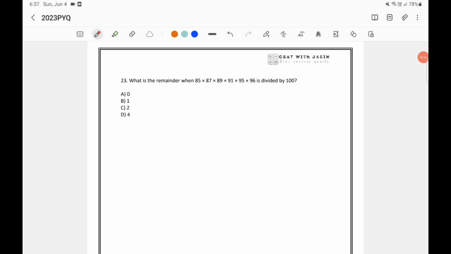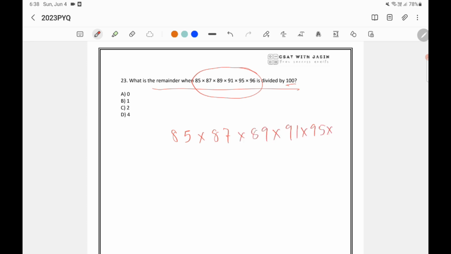So now let us look into the next question. One thing that you need to understand is that I think I have already mentioned this in the remainder theorem lecture. If you get a question like this, most probably the answer is going to be 0. I'm not saying always it is 0, but most probably the answer is going to be 0. Because in this type of question, the number that you got will be exactly divisible by 100. So let's see how we can do this one. So here 85 into 87 into 89 into 91 into 95 into 96 by 100.